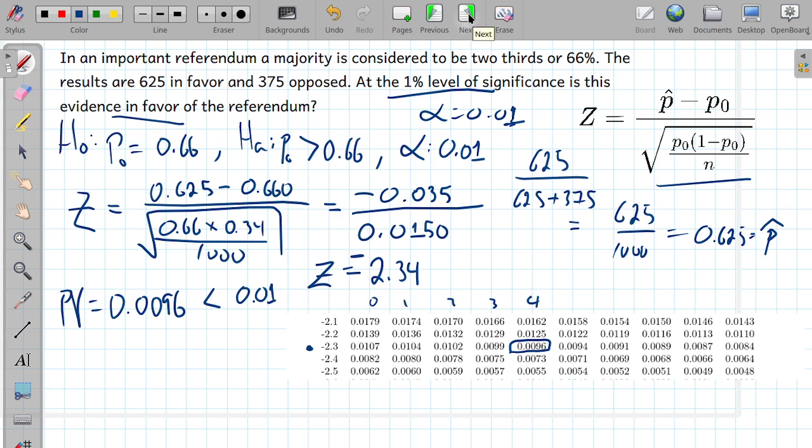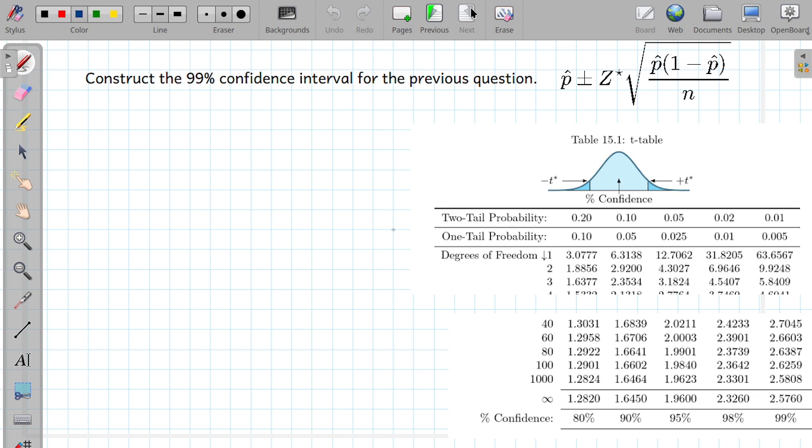Let's take a look at the next page. I think I got something else here. That's right. We want to construct the 99% confidence interval for the previous question. So oftentimes it's useful to compare results like this. So let's see what we get. Now, this one is really close, so let's see what the difference is.